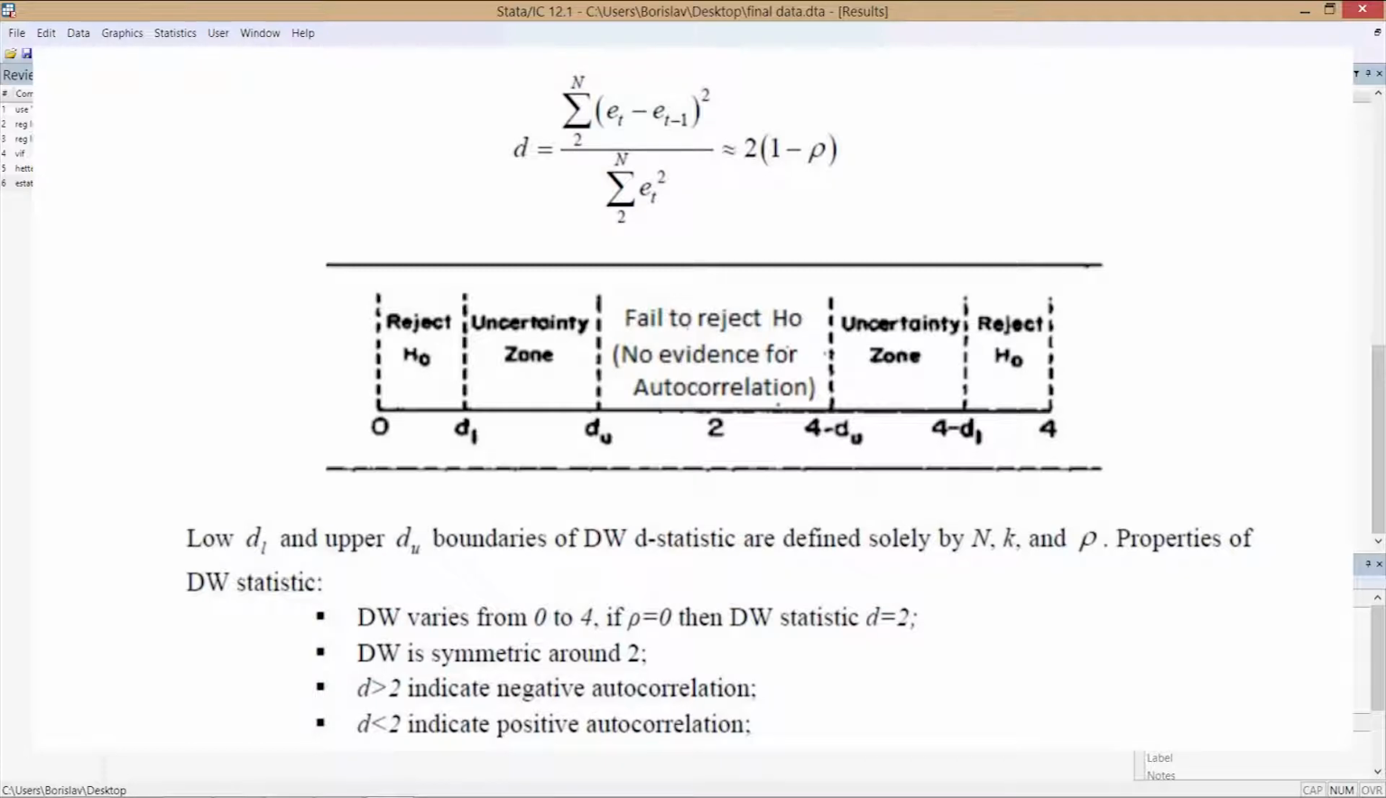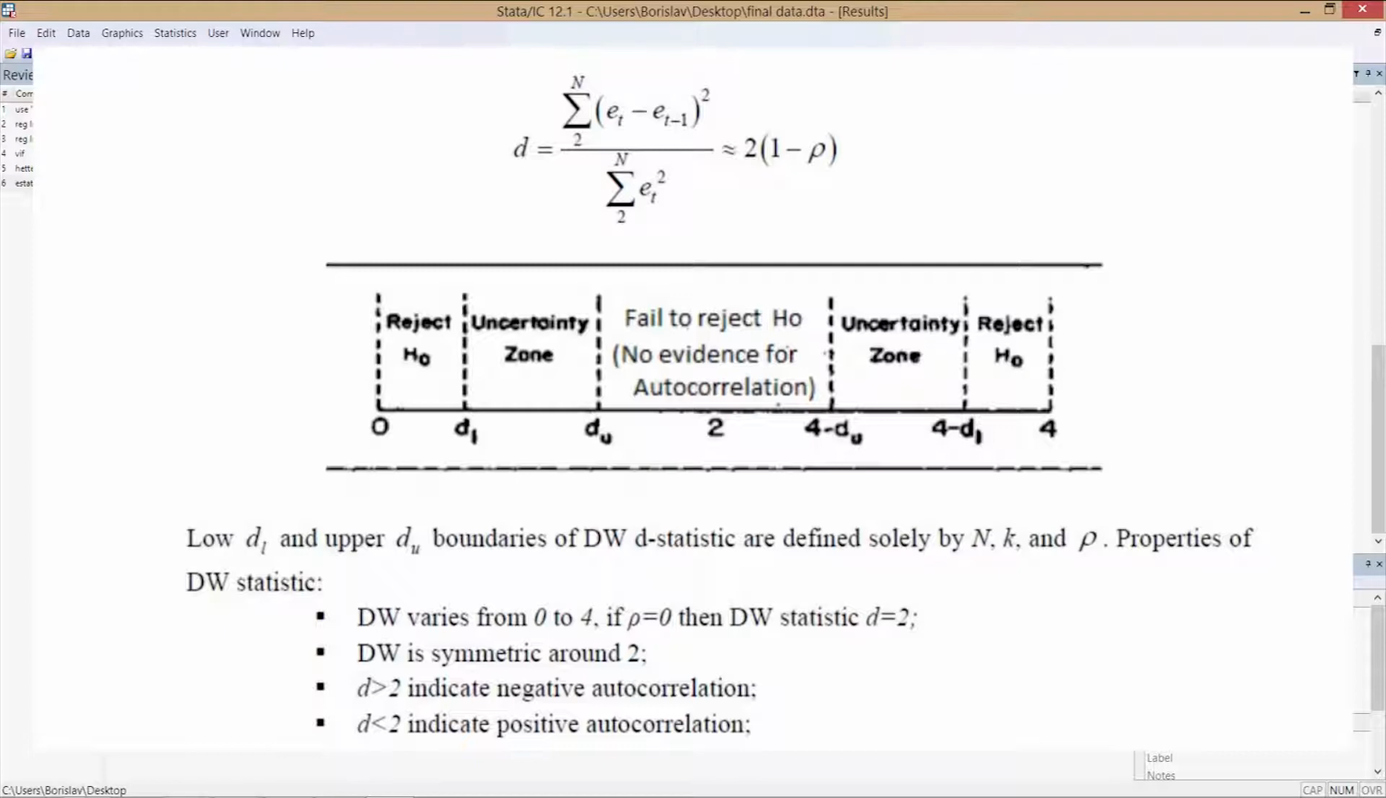We have several regions here. We have our rejection regions, uncertainty zones, and fail to reject regions. So we have lower and upper d-statistic boundaries, which are defined by the number of variables and by probabilities, by rho. And we have several properties of the Durbin-Watson statistic. It varies from 0 to 4, and if rho is 0, then our statistic should be 2. That's the failure to reject our null hypothesis.